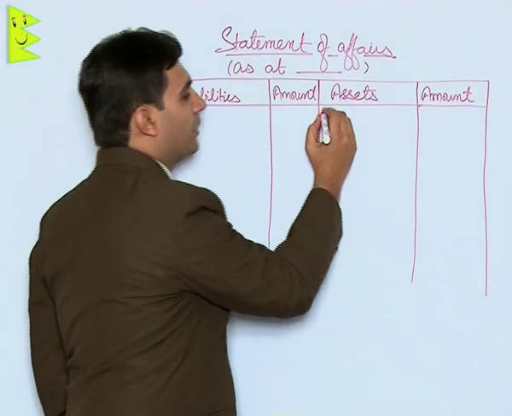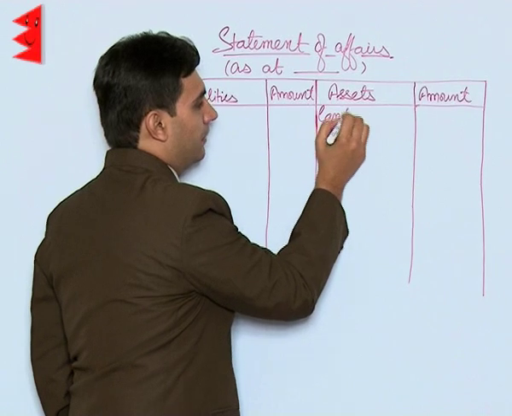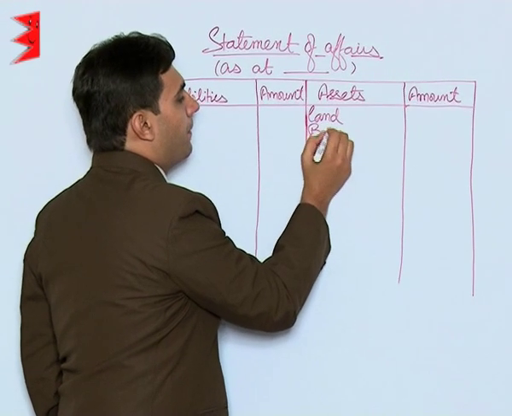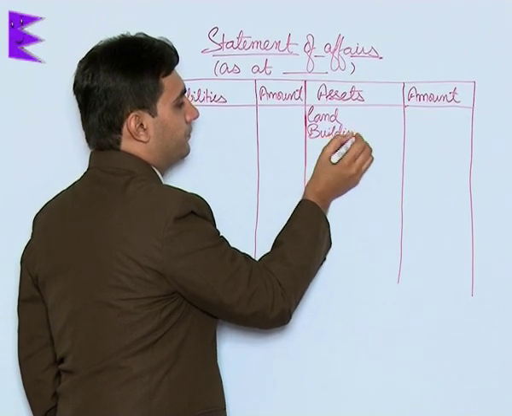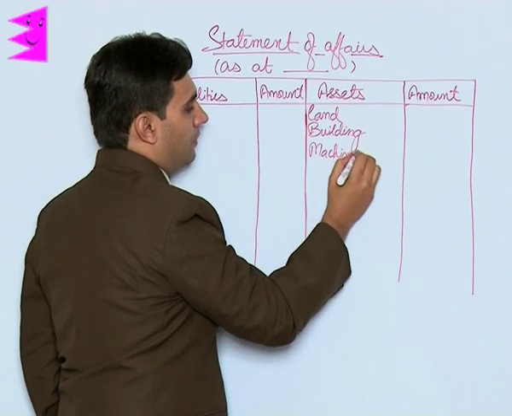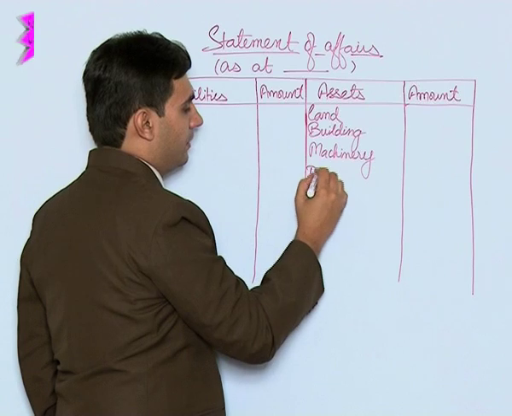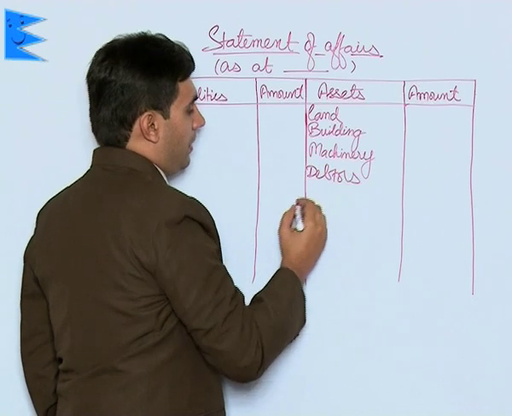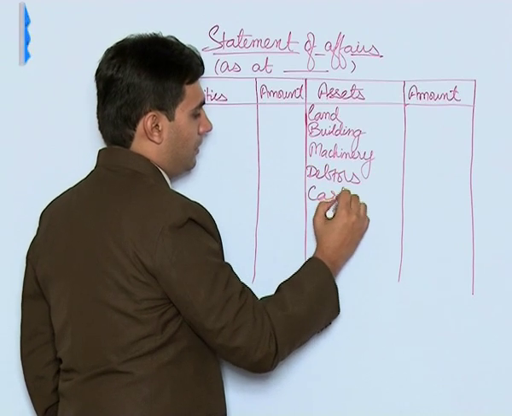So the assets would appear as, let's say the business has land, it has building, it has some machinery, then it has debtors, it has some cash.